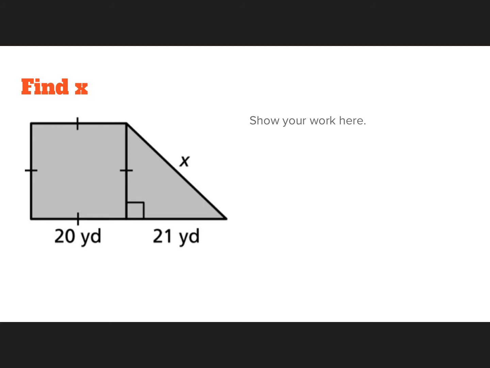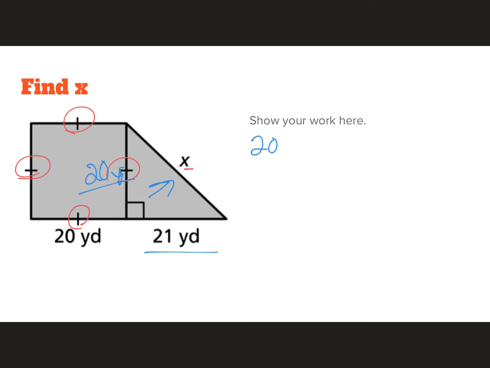Okay, so here's sort of a fun one. You have to find x. These little hash marks on these sides mean that they are all the same length. Since we know that they're all the same length, this side must be the same length as this side. So I can write down on here that that side is 20 yards. So now I know that side is 20, that side is 21. I'm finding my hypotenuse. I know that because it's across from my right angle.